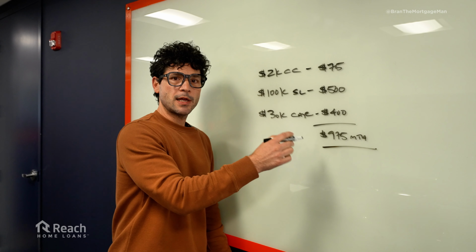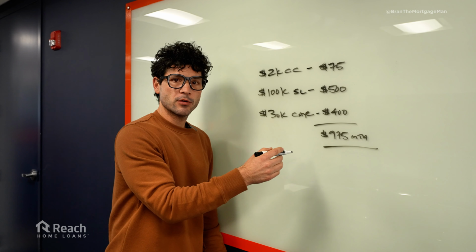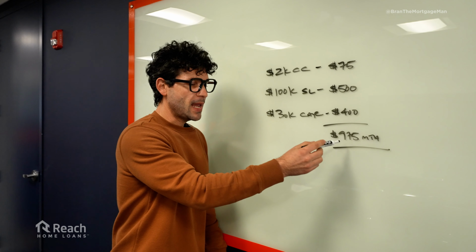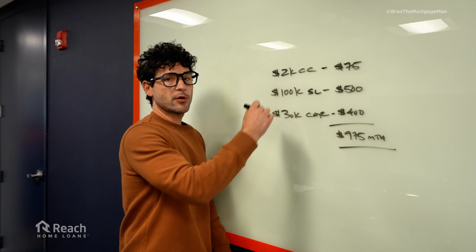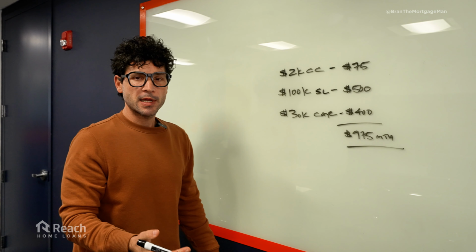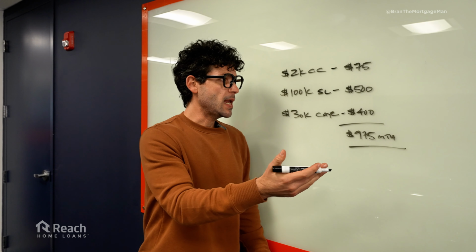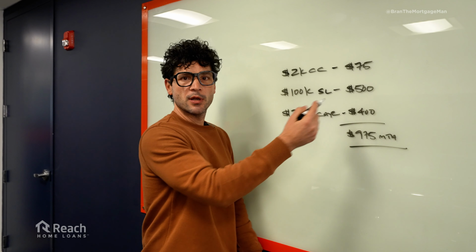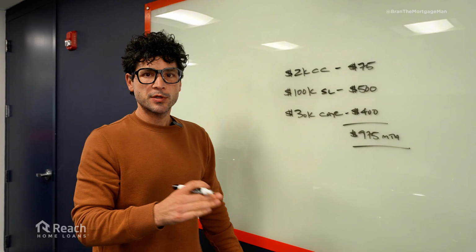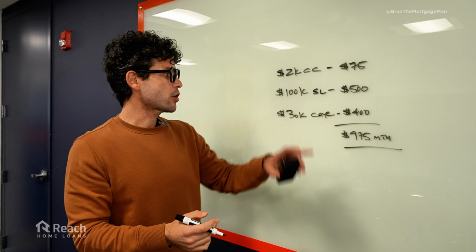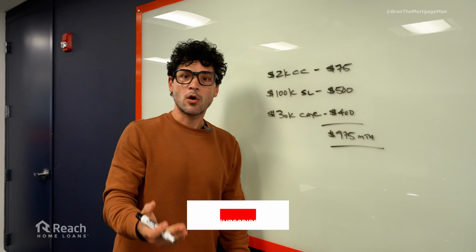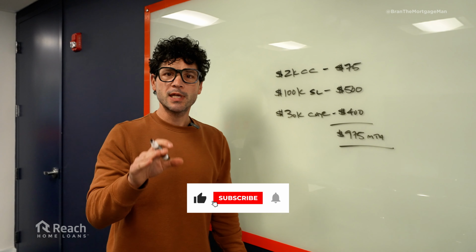This is what lenders care about when they're looking at your liabilities: the payment, not necessarily the balance. Now, in some cases, of course, the balance dictates the payment if we're having to use a percentage. However, in most cases, there's a reporting payment for things such as a credit card or a car or an auto lease, right? So keep that in mind.